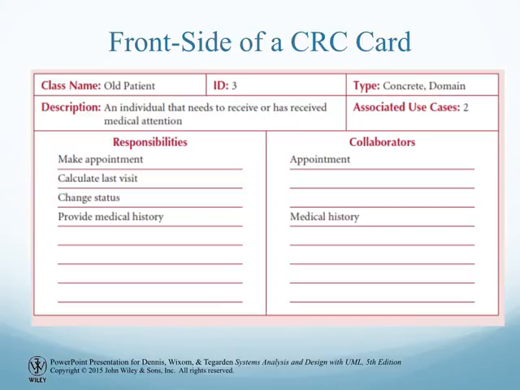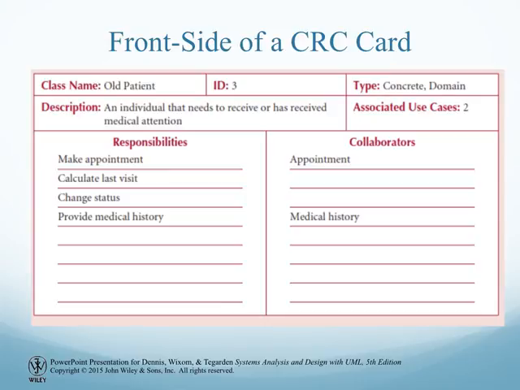So here we have on the front side of a CRC card, this would be class name old patient. I think what they meant to say was existing patient. I don't think they were trying to explain that it was an old person. So we have an existing patient. So this is a person that needs to receive or has received medical attention. That's what this object is. And so this object has to do the following things. It has to be able to make appointments. It has to be able to figure out when it last came in.